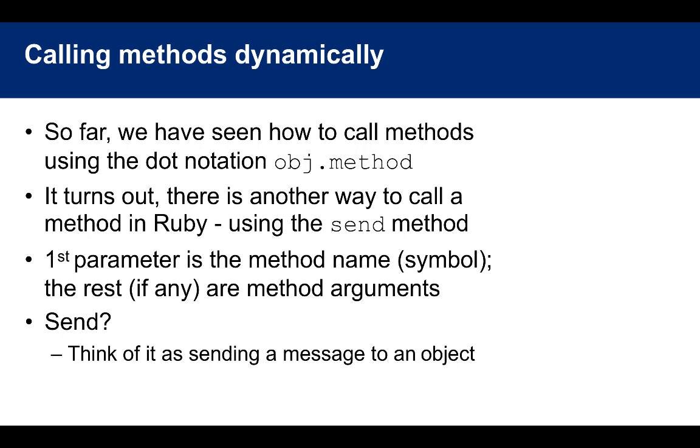Now, so far we have seen how to call methods using the dot notation. So you do object dot method. But it turns out that there is another way to call a method using the send method. The first parameter is a method name, either a string or a symbol, and the other parameters are the arguments to that method. So what does send mean? Think of it as sending a message to an object.